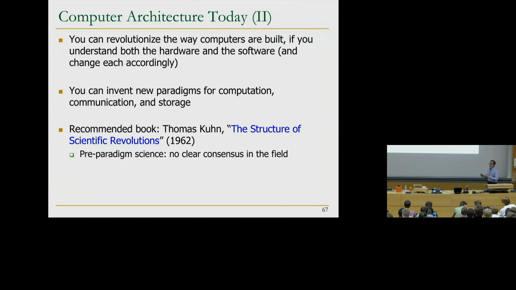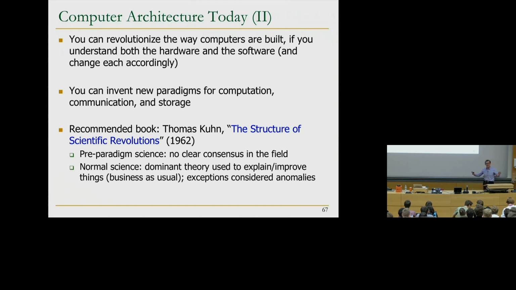Usually what happens is there's normal science, meaning you have a dominant paradigm that explains things, the way you design things. So you have a dominant theory that's used to explain things. It's business as usual. Everything else is considered exceptions. Dominant theory dominates. Exceptions, okay, they're an exception, right? So from the computer architecture perspective, you have a general purpose processor. Okay, somebody provides a GPU. Okay, that's an exception.